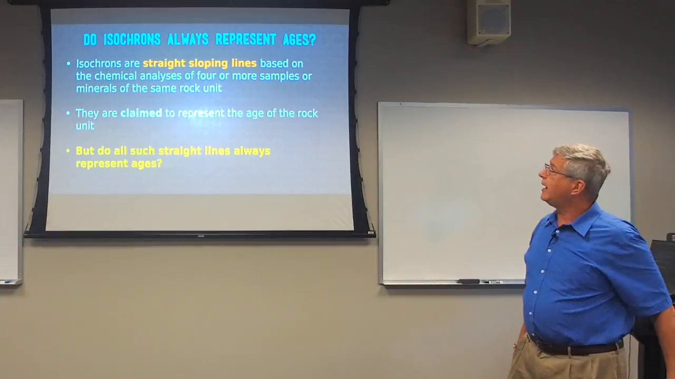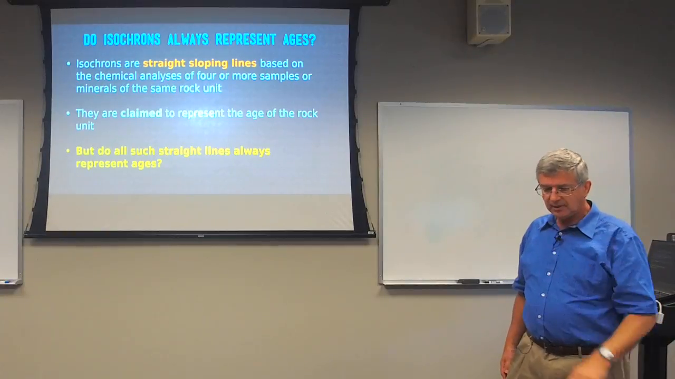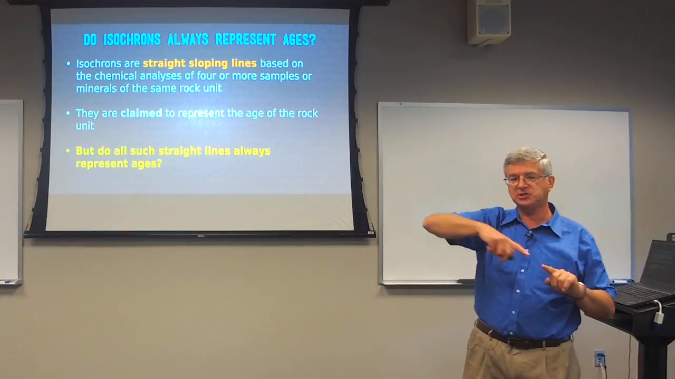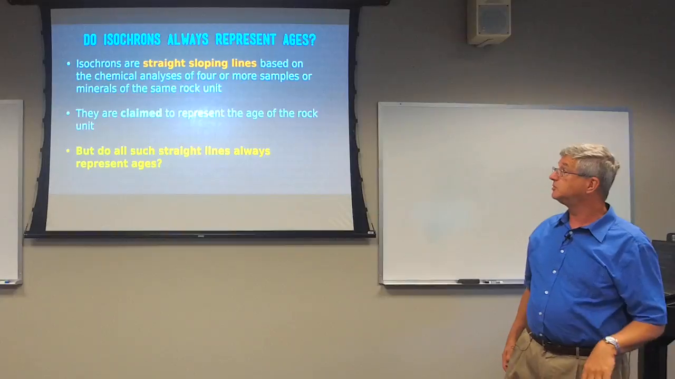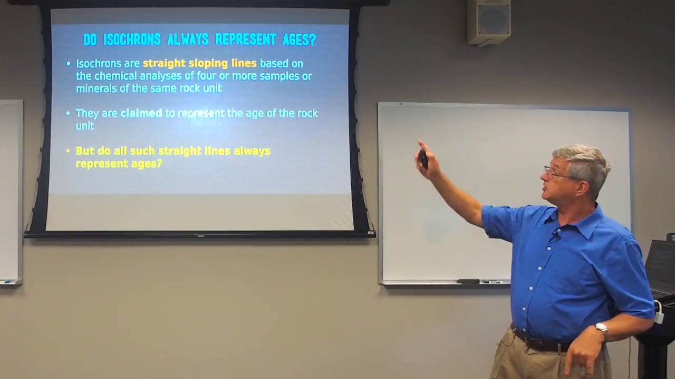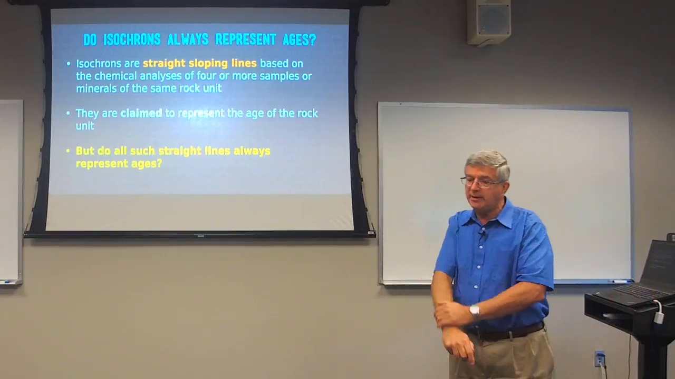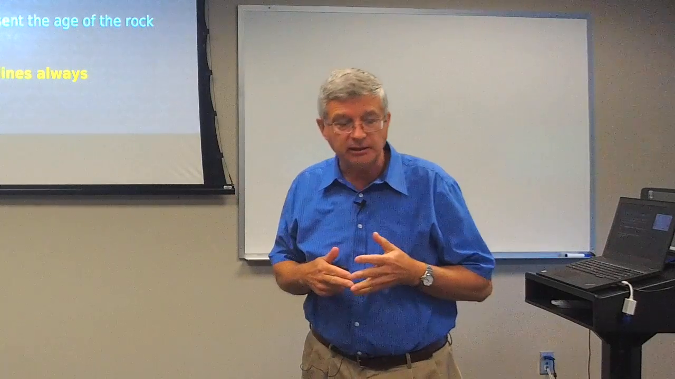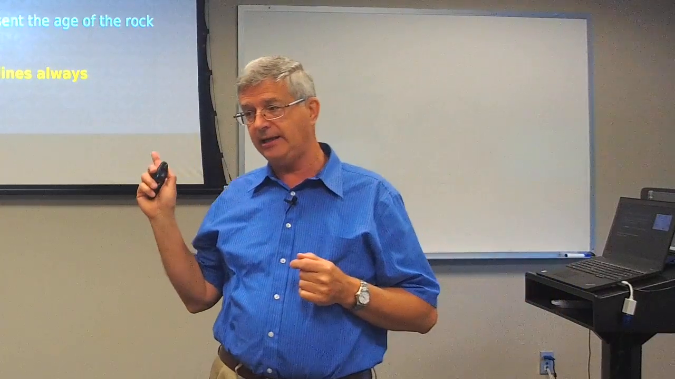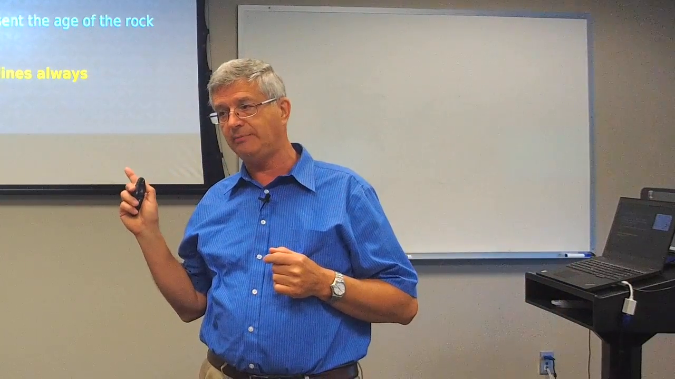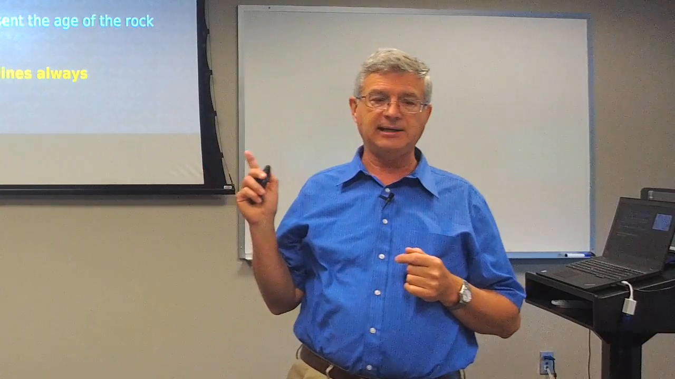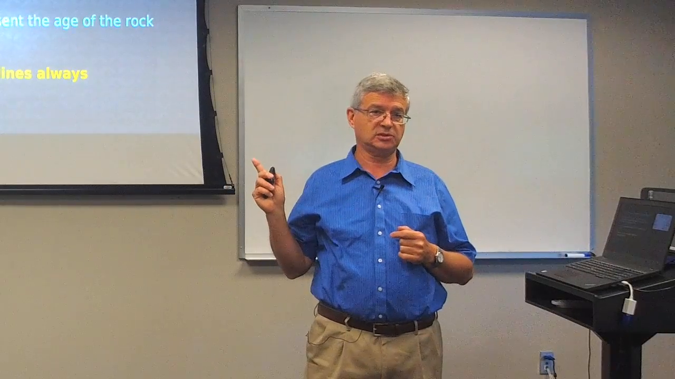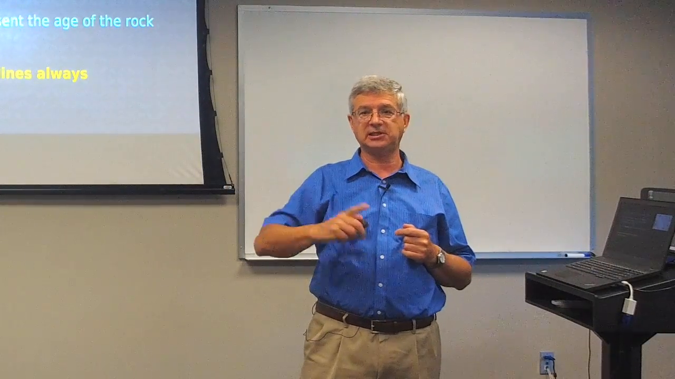Now, do isochrons always represent ages? You know, these straight lines where we've got multiple samples, and the slope of the line gives you the age. Well, isochrons are straight sloping lines based on chemical analyses of 4 or more different samples from the same rock unit. By the way, I should have added that when we did the dating in the Grand Canyon, we used more than 4 or 5 samples. The Bass Rapids Diabase Sill was 11 samples. The amphibolites were over 20 samples. So that really improves the statistics of your isochron.